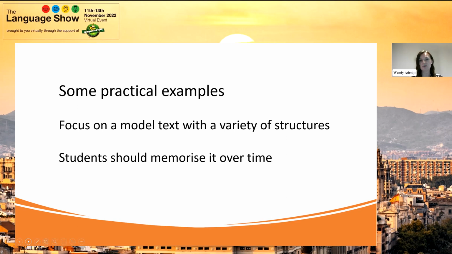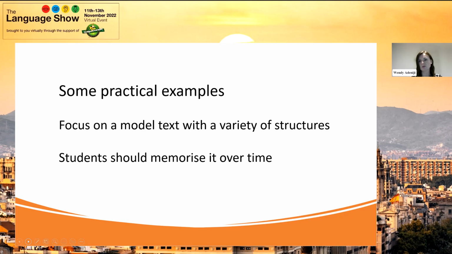So the second part of my session now is I want to look at some practical examples, and first of all I want to look at how we can focus on a model text with a variety of different structures and encourage students to use it a lot and to memorize it over time. And then I'm going to show you an example of other things that we can do with model texts and how important they can be as well.